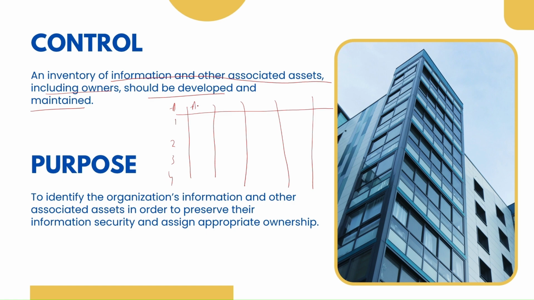So, what is the asset name? Give the name of the asset. Maybe it is a database server. Okay. Who owns it? The database admin owns it, or the database manager owns it. What is the severity or criticality of this device? And you can say it is confidential or it is high, whatever. Okay. And when are you going to review this? Every quarter, we are going to review it.